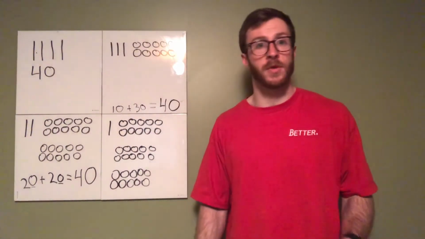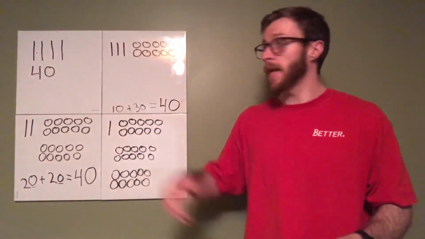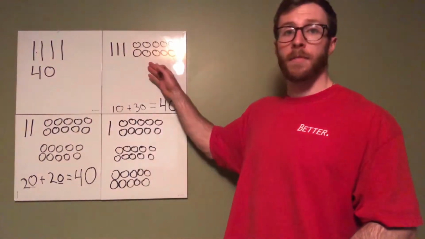So we can represent numbers a lot of different ways. If we have a group of 10, we don't always need to make it into a group of 10. It can be shown by its extra ones.